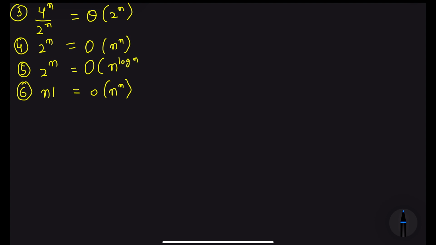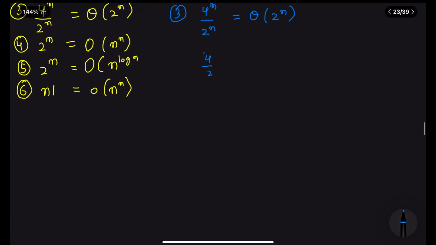Let's look at the third question. We have 4 raised to the power n upon 2 raised to the power n, and they are saying it is equal to theta of 2 raised to the power n. Let's check. 4 raised to the power n upon 2 raised to the power n can be written as 4 upon 2 whole power n, and this is equal to 2 raised to the power n. So we can say the left hand side and right hand side are both equal. So in this case this is theta.